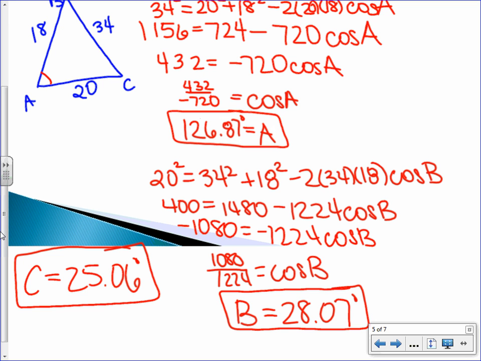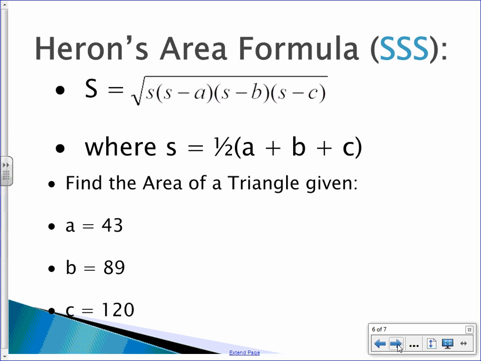Okay. There's one more thing I want to talk about. It is a formula for area that you used last year, but for some reason, it's confusing for some kids. So I want to talk about it. The law of sines area formula is pretty simple. This one, we have a couple things to remember.